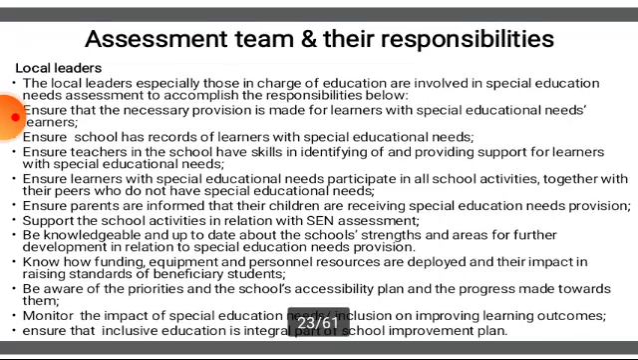Then local leaders, especially those in charge of education, are involved in special educational needs assessment to accomplish the following responsibilities: to ensure that the necessary provision is made for learners with special educational needs, ensure schools have records of learners with special educational needs, and ensure teachers in the school have skills in identifying and providing support for learners with special educational needs.